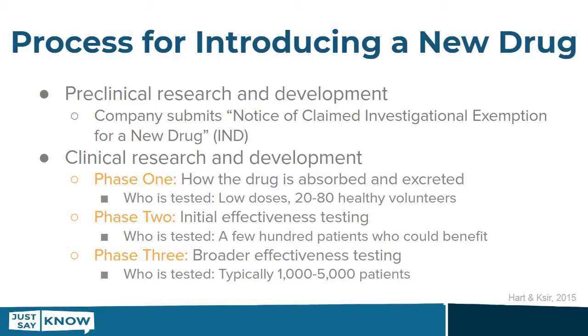And then the next phase is the initial effectiveness testing. So a few hundred folks who could benefit. So in the case of MDMA-assisted therapy, that's folks with PTSD. And in phase three, it's the broader effectiveness testing. So you're looking at typically 1,000 to 5,000 patients. So essentially expanding that initial effectiveness testing to a greater or broader set of participants. And that's where we are right now with MDMA.